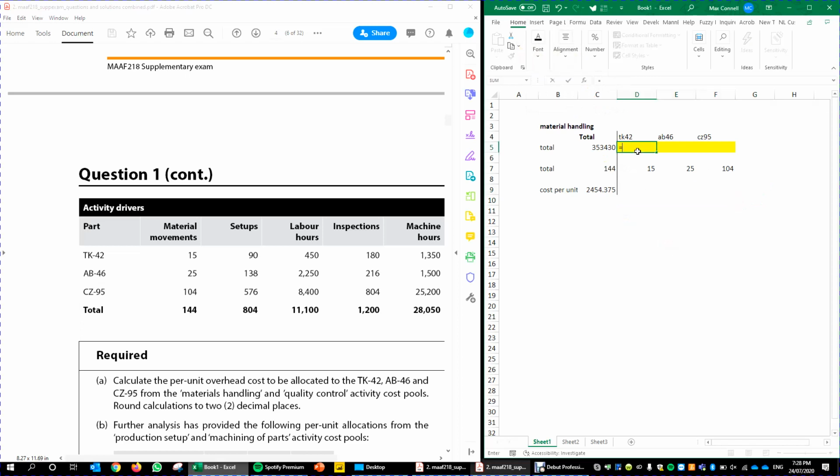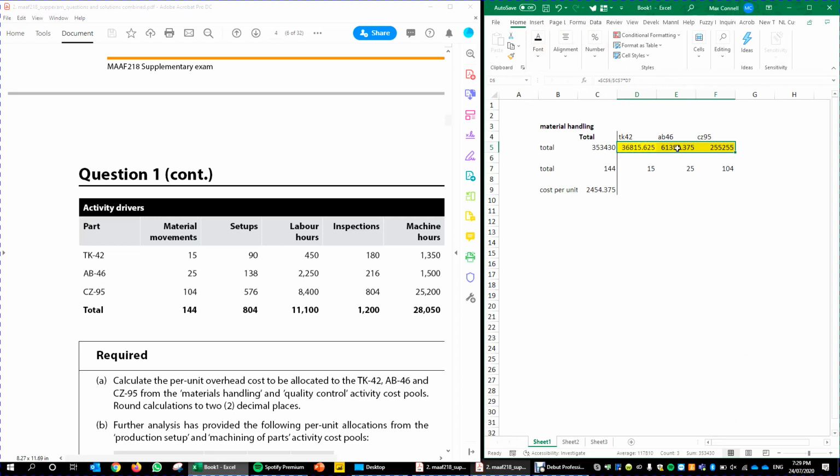So the way we're going to calculate that is take the total and divide it by the total drivers, and then times it by the number of units. So this is how we're going to prorata it. And there are our numbers, and as a check we're just going to add them up and make sure that they add back to the total, which they do down the bottom, 353,430. So that's the cost that we're going to allocate per product.